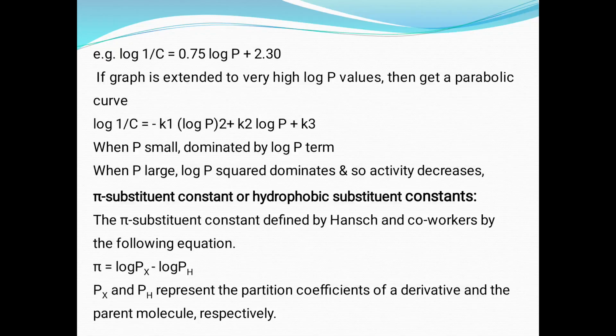And if you can see, the parabolic equation can be of the type log 1 by C is equal to K1 log P squared plus K2 log P plus K3. So you see, when P is small, the equation is dominated by the log P value, and when P is large, then log P squared dominates, and so activity decreases. So this was the first important parameter for hydrophobicity.